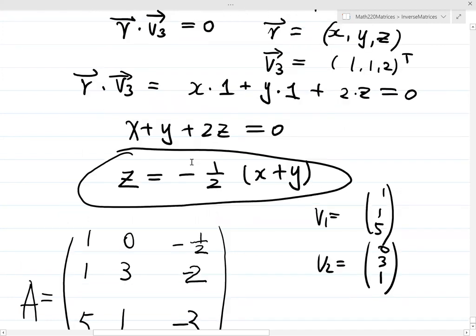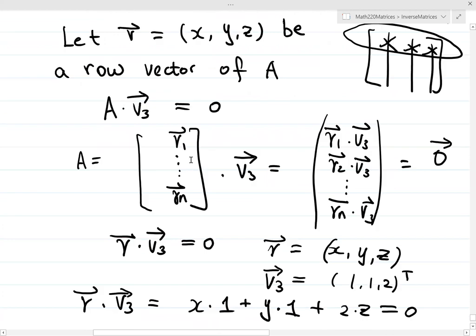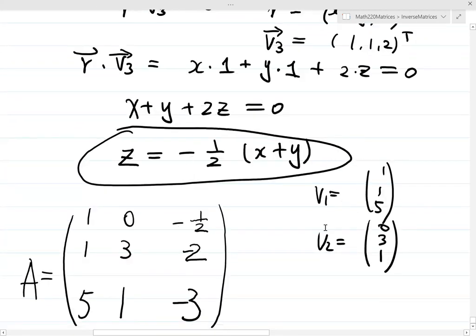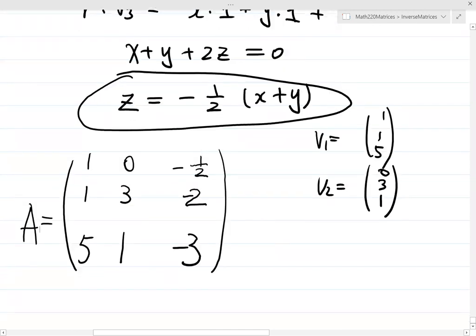Okay, so you see this A satisfies the given requirement. The column space contains the column vectors V1 and V2, and the given V3 is in the null space.